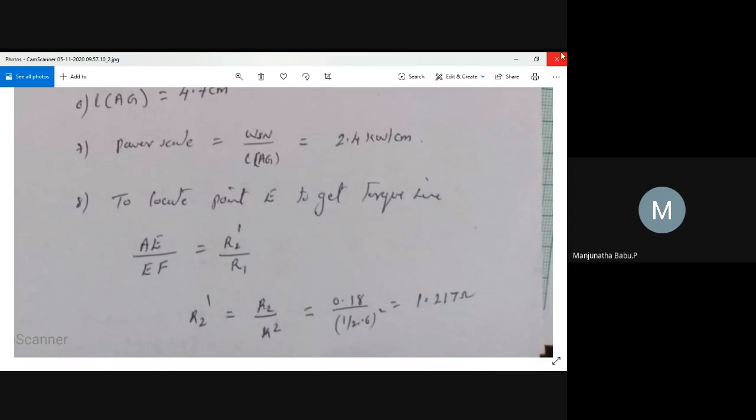So next, with respect to this value, find what is the rotor copper loss and stator copper loss. To find that, again I have to go for one more slide. Just a minute.